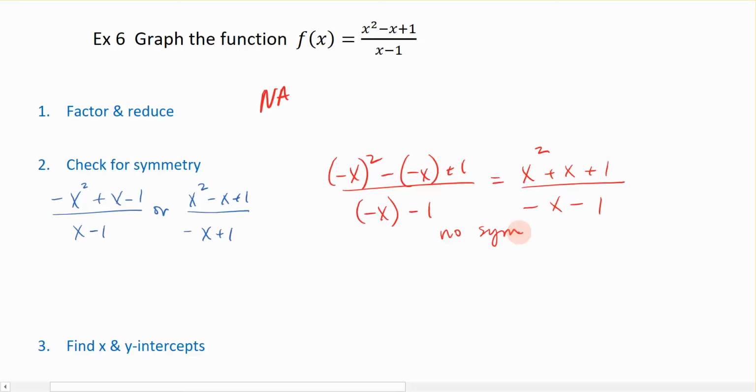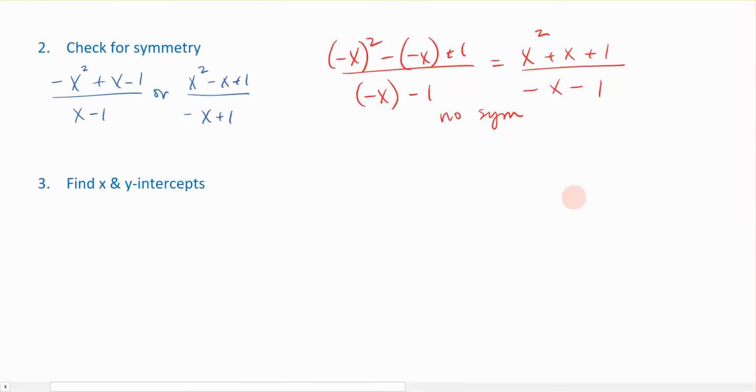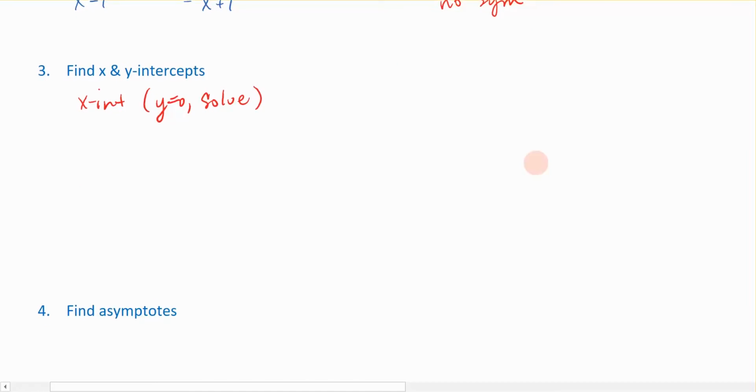Now let's move on to finding the x and the y intercepts. When I find the x-intercepts, that's where I let y be equal to 0 and solve the function. So my function again was x squared minus x plus 1 divided by x minus 1, and we're setting it equal to 0 and solving. When I multiply both sides by x minus 1, that just leaves me with x squared minus x plus 1 equals 0.